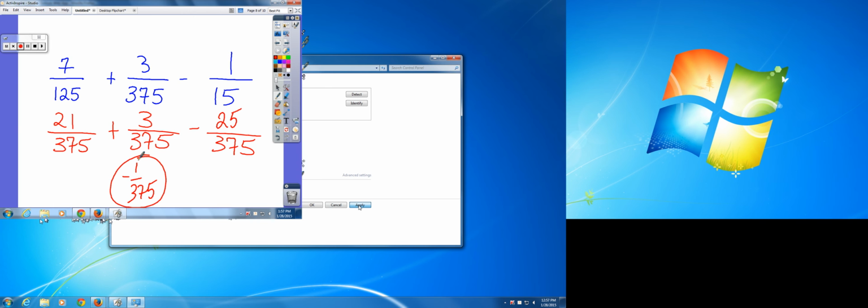Like I said, 99% of y'all can do this. If you can't do 21 plus 3 minus 25, we need to talk. It's getting to this point that y'all don't know, that students get rusty on.